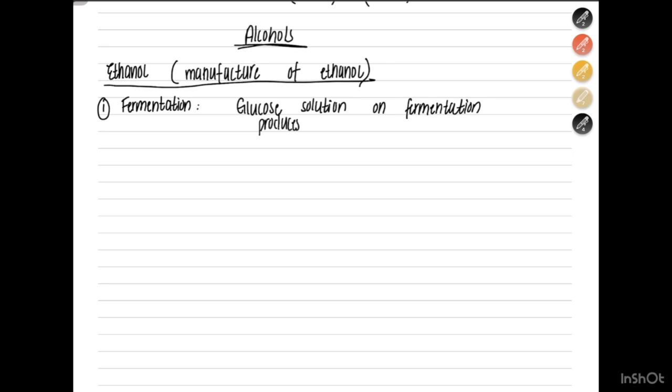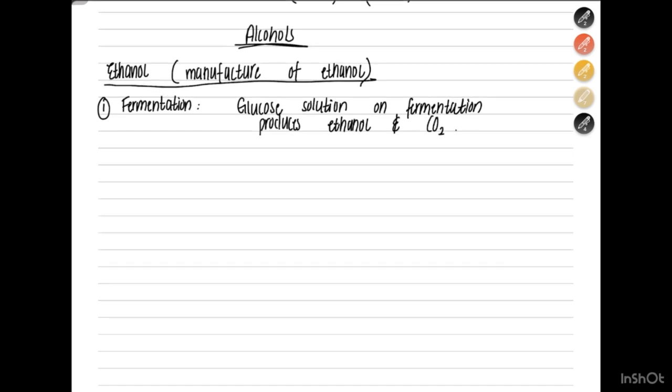Produces ethanol and carbon dioxide gas. Okay, another way in which ethanol can be manufactured is by hydration.